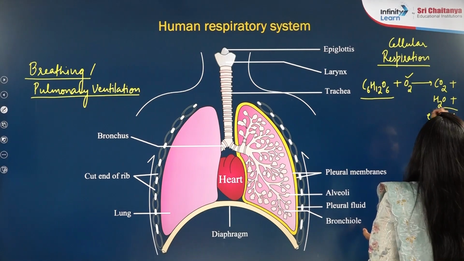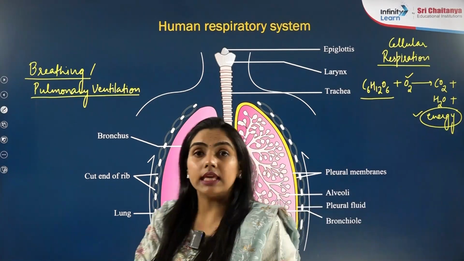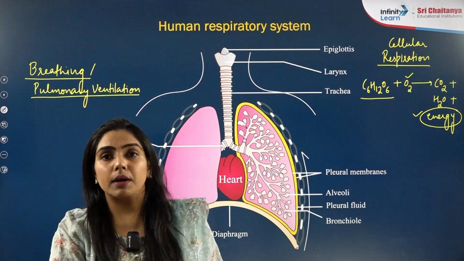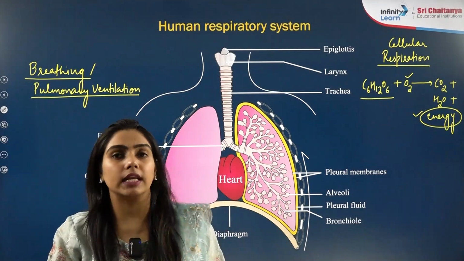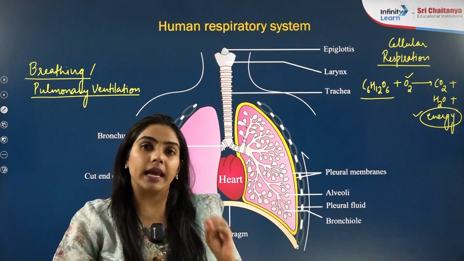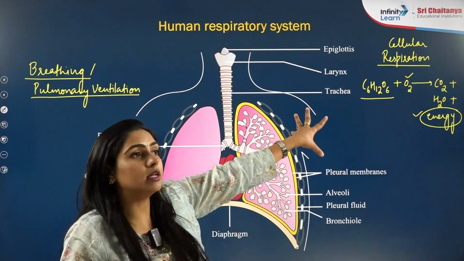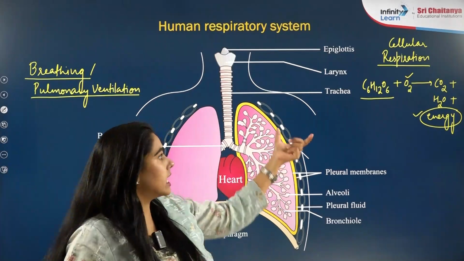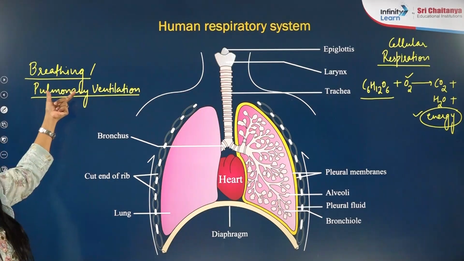That is why we are studying this chapter, breathing and exchange of gases, right? So what is the purpose? The purpose is to get the oxygen. What is the purpose of getting the oxygen? The purpose is ultimately to get the energy. So we will get this energy when the cellular respiration will occur. So in the process of respiration, this is the last step. And what is the first step? This is the first step.